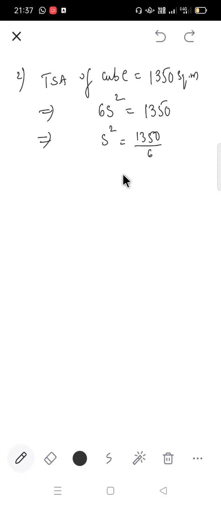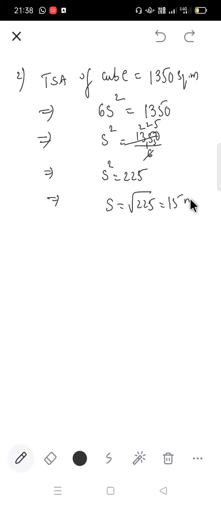1350 by 6. So 6 2s are 12. One time again 6 2s are 12. 3 left 5. That is nothing but s square is 225. From this we can write s is equal to square root of 225. That is nothing but 15 meters. But we don't need side children. We need volume.